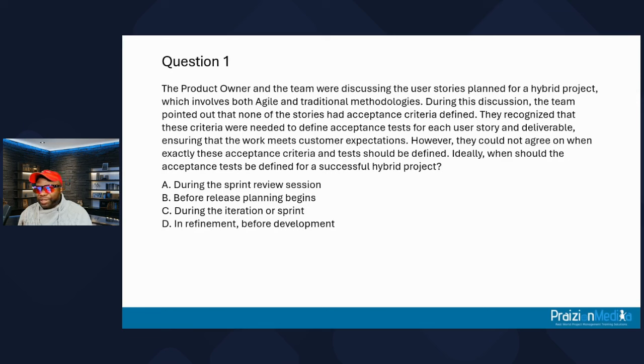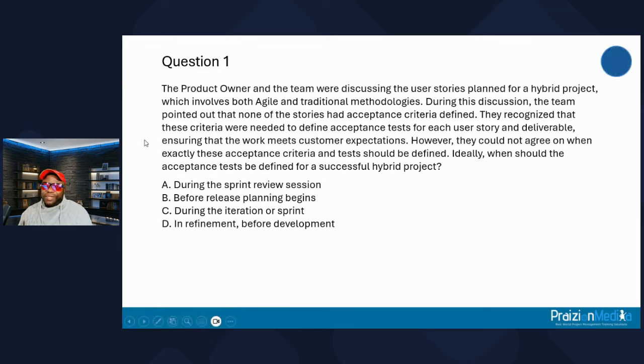A, during the sprint review session, that's crazy. That means it's when the customer is checking the deliverable that you're defining the acceptance criteria. That wouldn't make sense. B, before release planning begins. Well, think about when release planning could begin. This is way out, probably before you even begin your iterations. So that doesn't make sense. Too early. C, during the iterational sprint. Think about it. As you're doing the work, that's when you're working on acceptance tests. Doesn't make sense. So the best answer to this, my friends, is D.